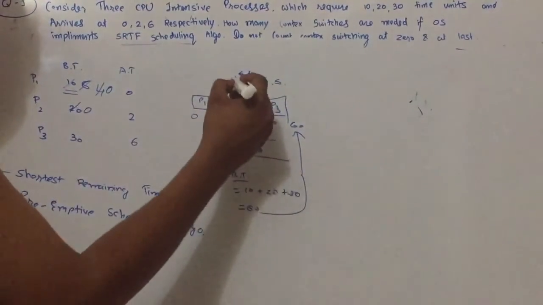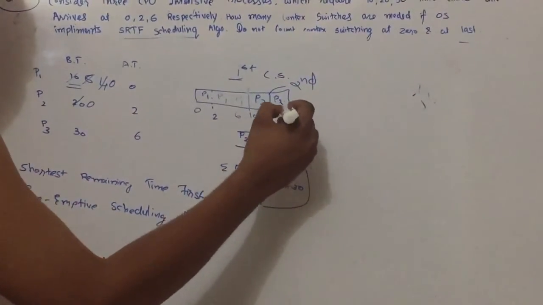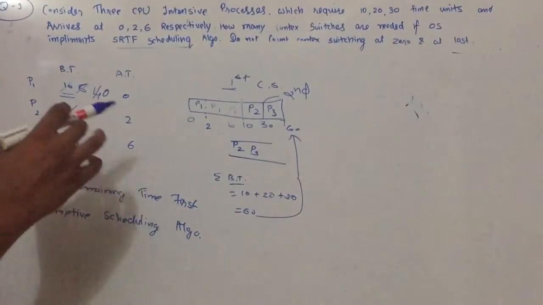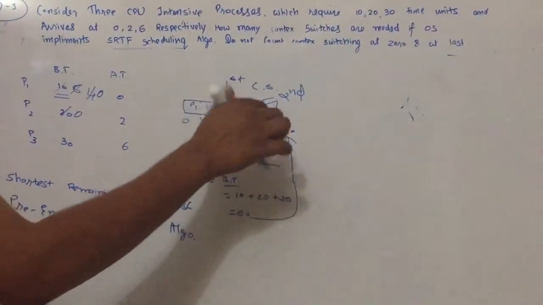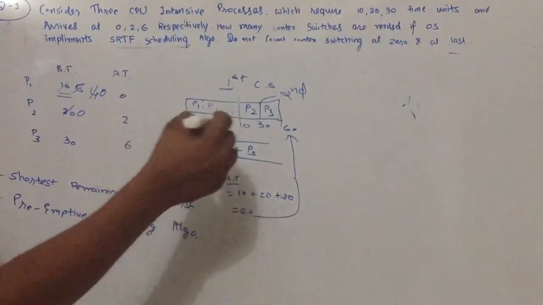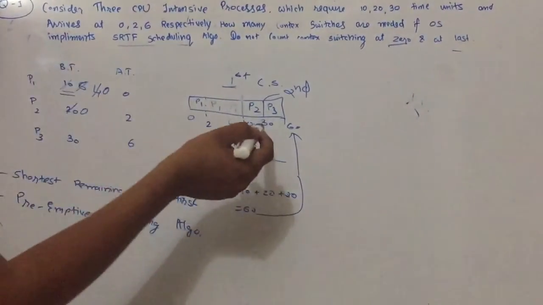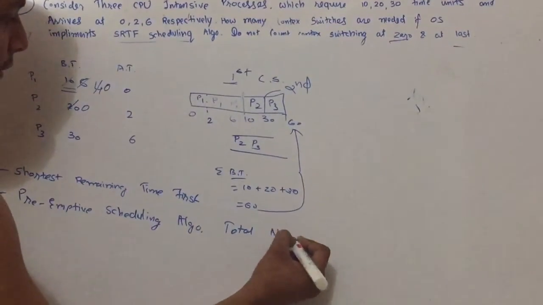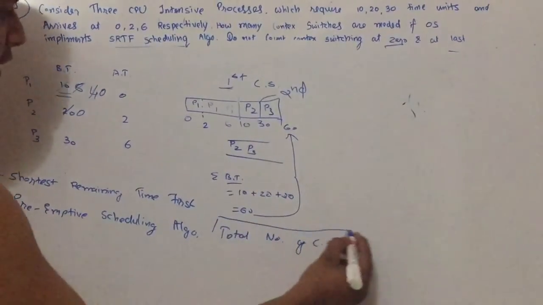So how many context switches? First context switch, second context switch. And here we are assuming that only three processes are there in the CPU, but practically there are a number of processes. So after execution of P3, there might be another process to be scheduled, but we are not considering the zeroth and last context switch. So the total number of context switches is equal to 2. That is our final answer.